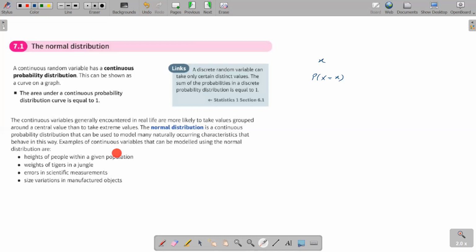So, examples of continuous variables that can be modeled using the normal distribution. They are saying here the normal distribution is a continuous probability distribution and can be used to model many naturally occurring characteristics that behave in this way. Also they say the continuous variables generally encountered in real life are more likely to take values grouped around a center value than to take extreme values. This is kind of important. What they're saying is that in real life, data tend to group around a central value. What do you call the central value in a data set? We can say it's the mean, right?